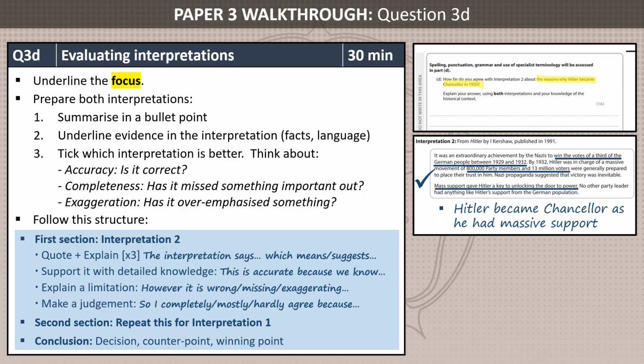So my conclusion is going to sound a bit like this. Overall, I think this, but other people might say that. However, I'm right because here are my winning points. Now don't forget, in this answer you do get marks for spelling, punctuation and grammar, and this also means using keywords too. So make sure that you include those keywords from your knowledge organisers.